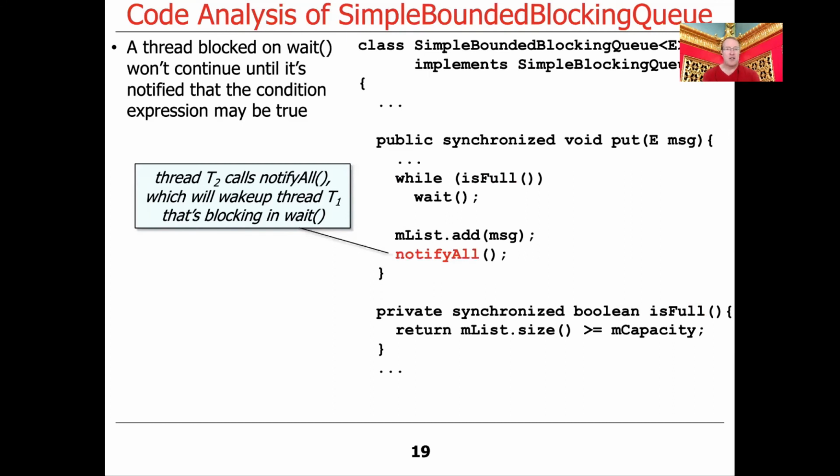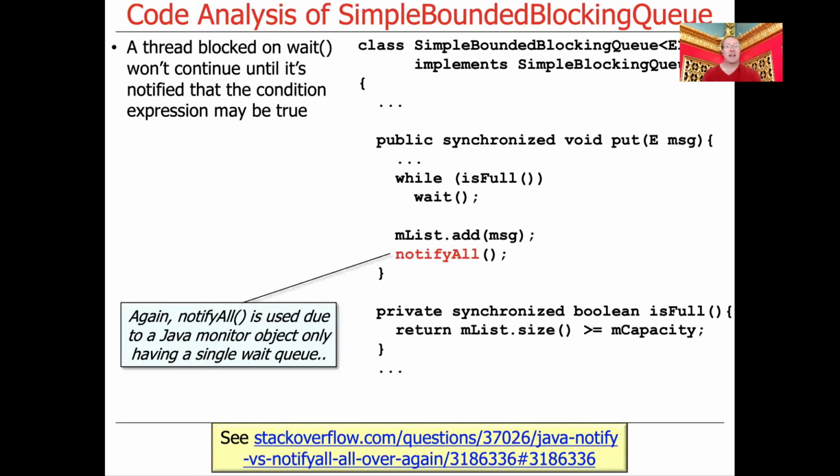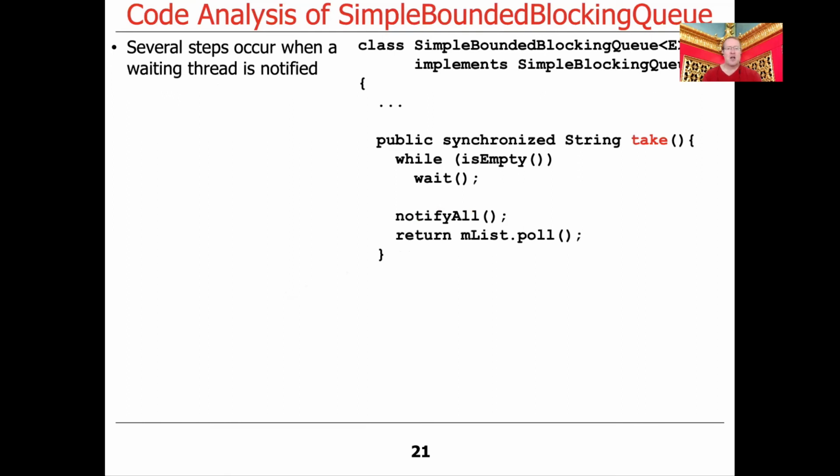When thread T2, which is calling put, is able to add something to the queue successfully, it will then call notify all, and that will end up waking up thread T1 that's blocked in its call to wait. And again, we're using notify all here due to the fact that a Java built-in monitor object only has a single wait queue, which is a limitation. So when a waiting thread is notified, so for example, if the put method calls notify all, that will cause take to wake up. So it wakes up and it reacquires the lock.